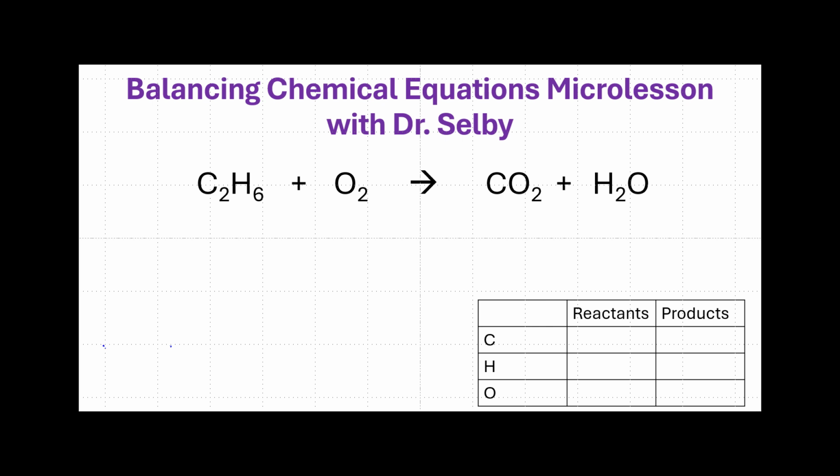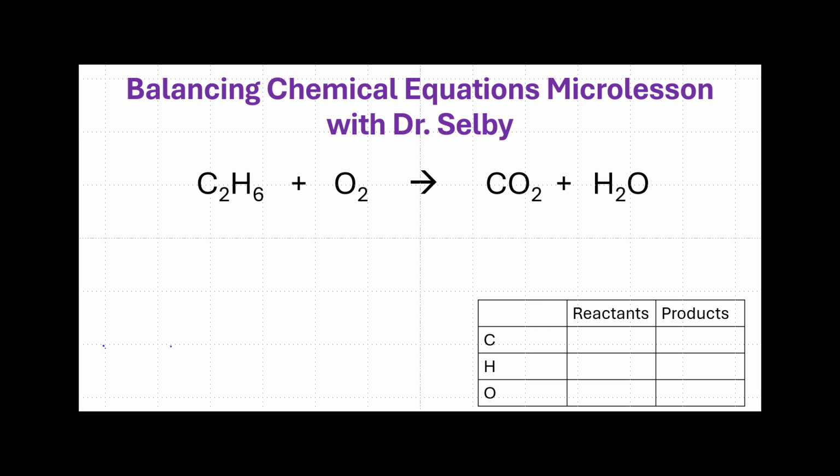In this lesson I am going to show you how to balance chemical equations. In this first equation, we are starting off with hydrocarbon and reacting it with oxygen to produce carbon dioxide and water. This is an example of complete combustion.